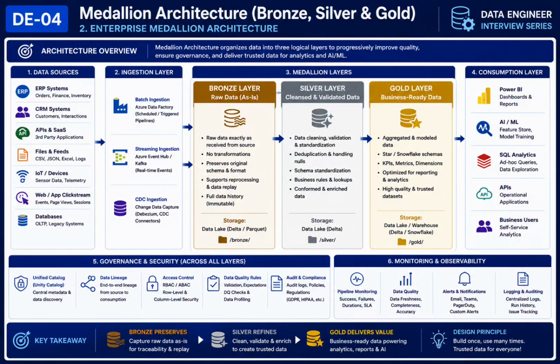Then the silver layer. The silver layer is where data engineering actually begins. Here we clean the data, remove duplicates, validate mandatory columns, handle null values, standardize formats, and apply business rules. For example, customer IDs are standardized, invalid records are quarantined, and duplicate orders are removed. So the output is trusted and consistent data.